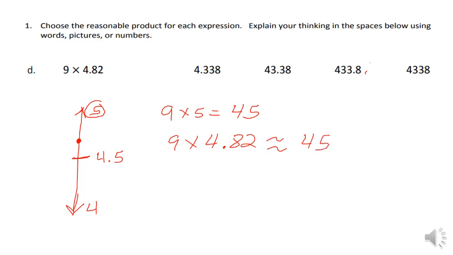Now, once again, I'm looking for an answer up here that's close to 45. Well, 4 and 338 thousandths is not close. 43 and 38 hundredths is very close. 433 and 8/10 is not close. 4,338 is not close. So since we know the decimal place would be approximated here, we know that this is our most reasonable answer.